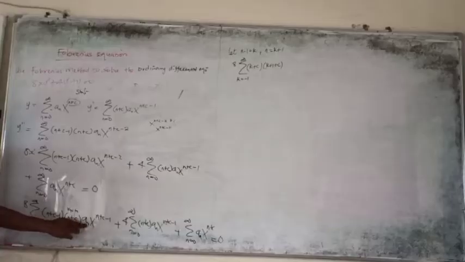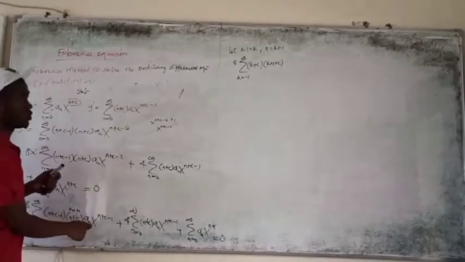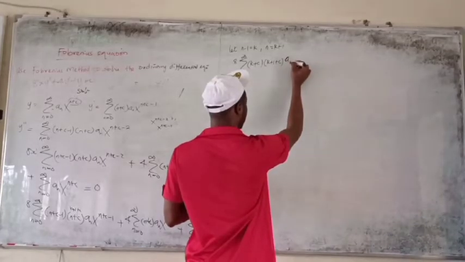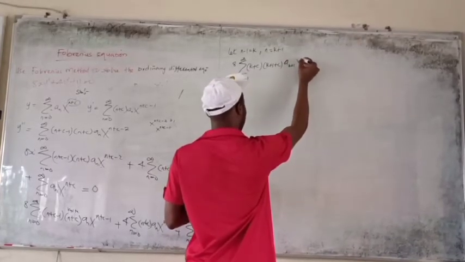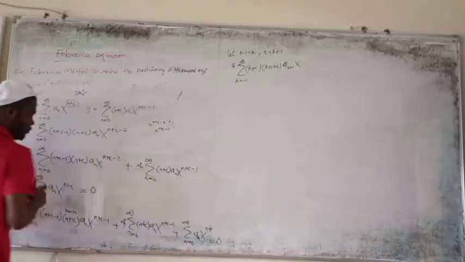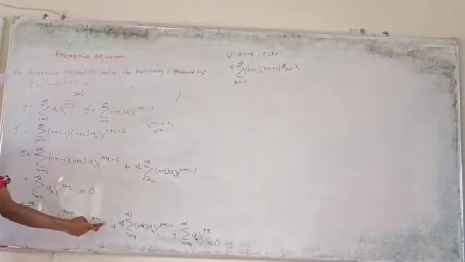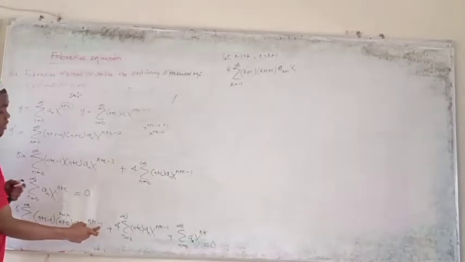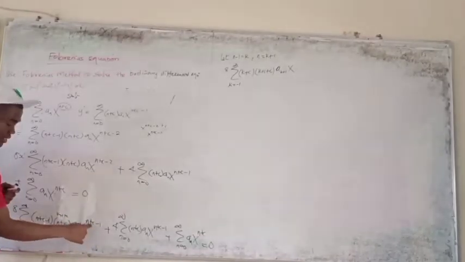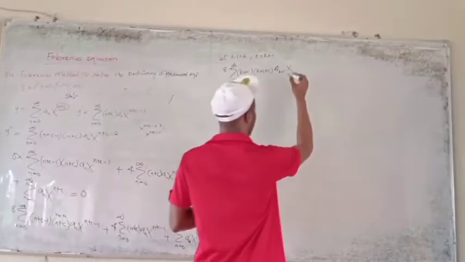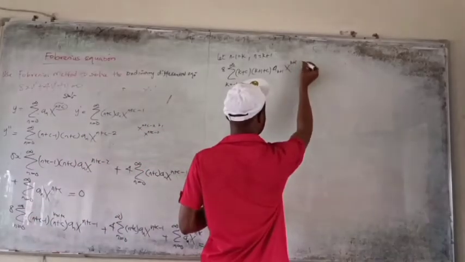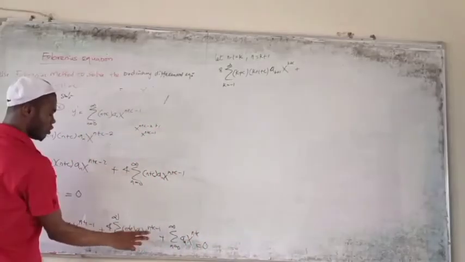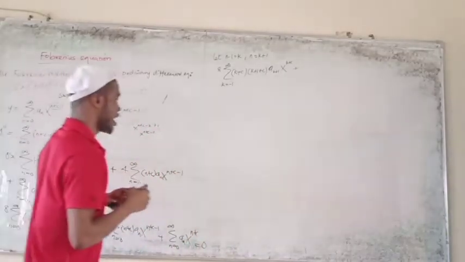On the a subscript n, I know that my n is equal to k plus 1, so this changes to a subscript k plus 1. X is raised to the power of n minus 1, which is equal to k, so on the power I have k plus c. Plus, I'm going to do the same thing for this one.